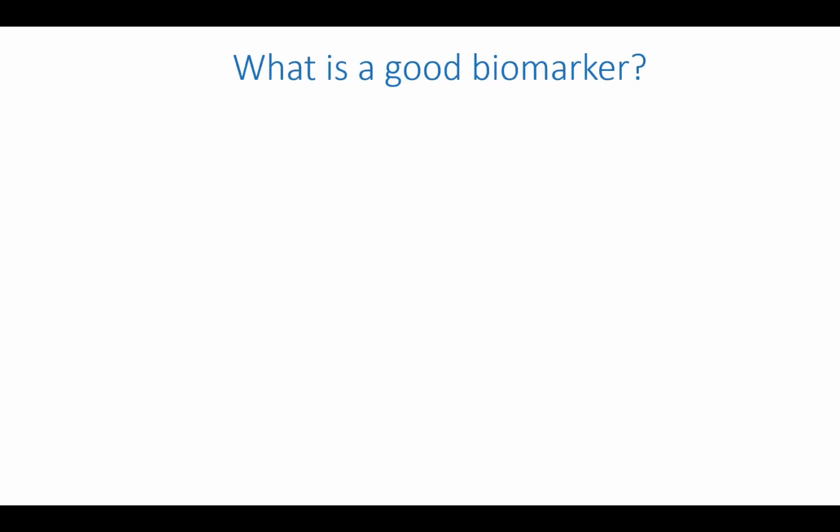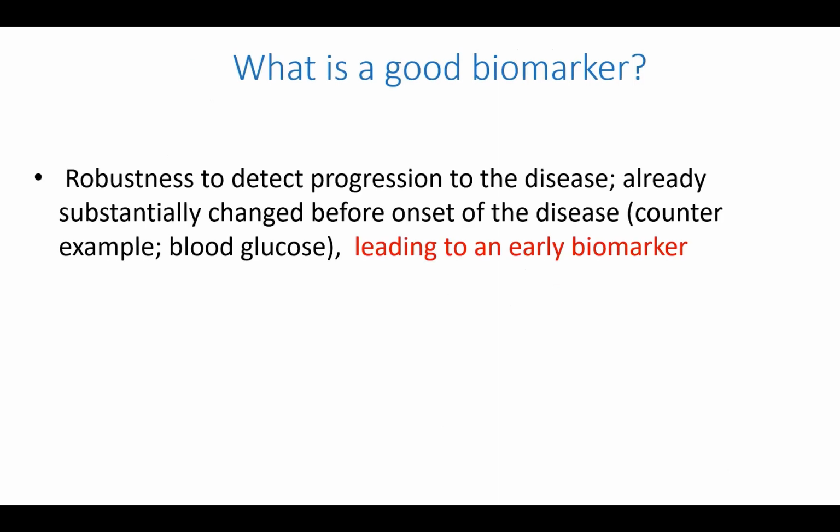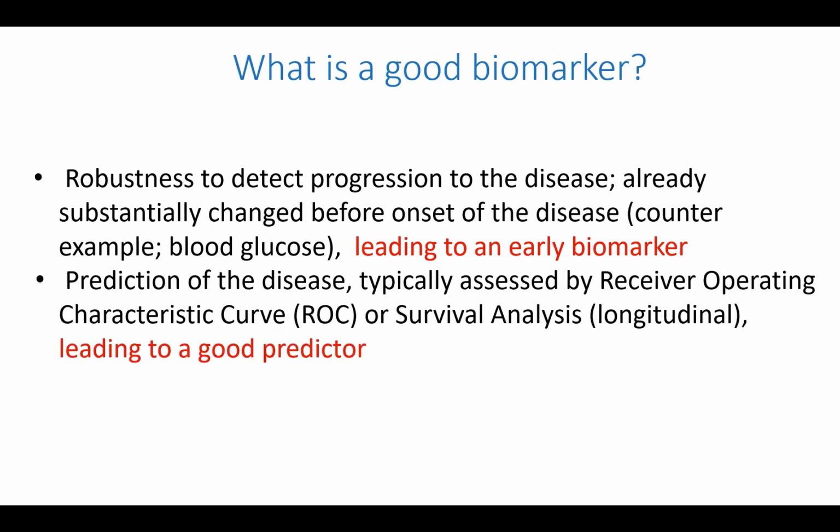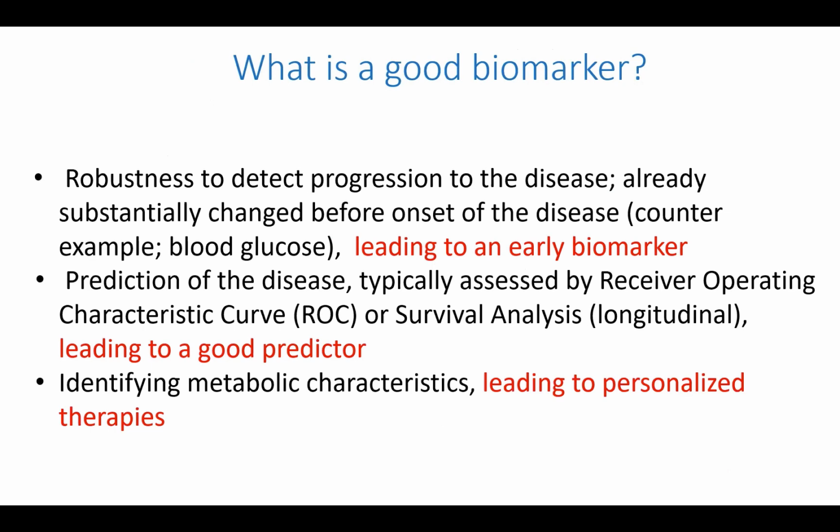So what are good biomarkers? First, robustness to detect progressive disease, which means that the quantity already decreases before the onset of disease. A counterexample is glucose, as we see in the previous slide. Second, prediction of the disease, typically assessed by logistic analysis and survival analysis, leading to a good predictor. If possible, markers identifying the metabolic characteristics, leading to personalized therapies. So today, let me show the result slide first, then come back.